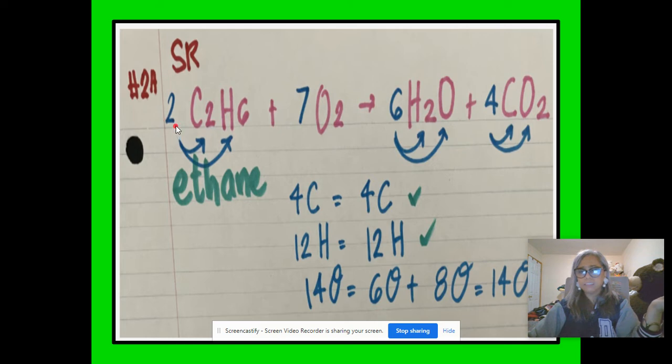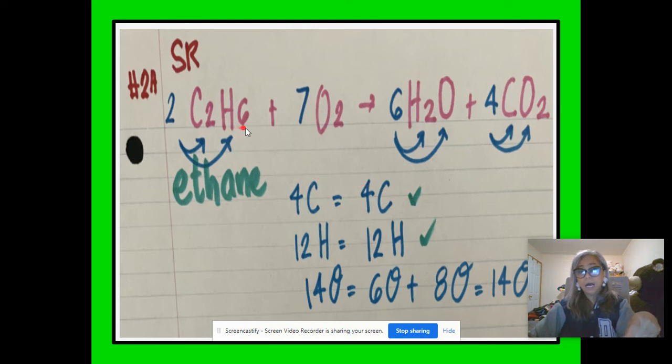So let's say we have here a 2. The carbon atoms now would be what? 2 times 2 would be a 4, right? And then on the right side, initially it was 1. What do I do to make it 4? You wrote down a 4 here. So that's 4 atoms of carbon on the right side. So this would be balanced in terms of the carbon atoms, right?